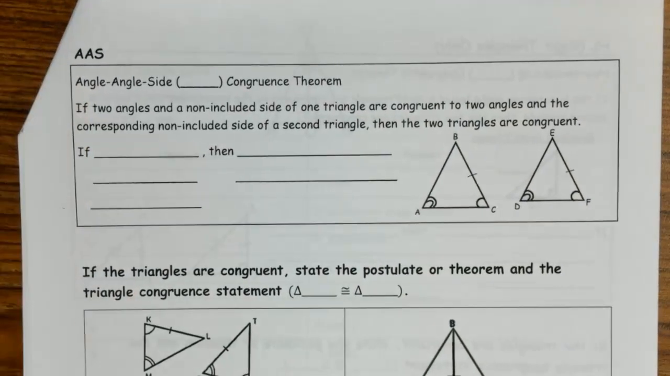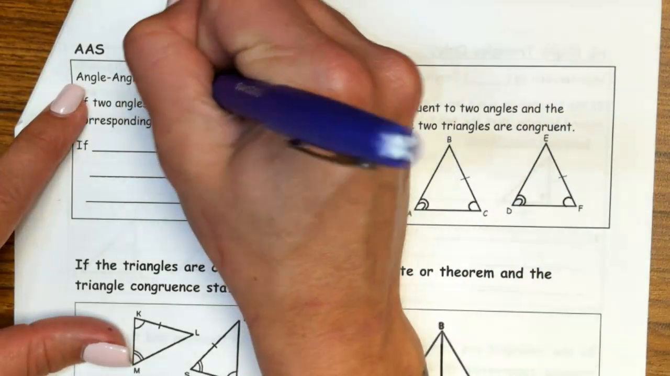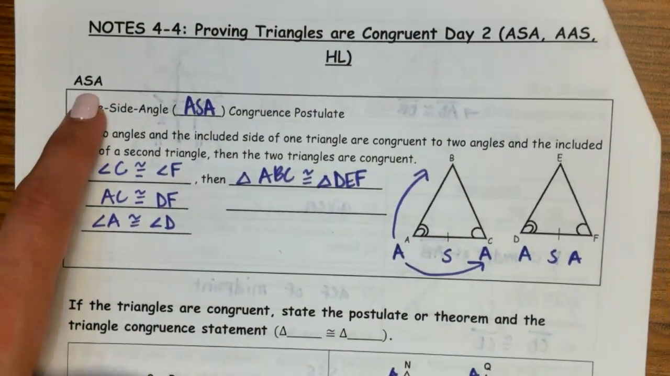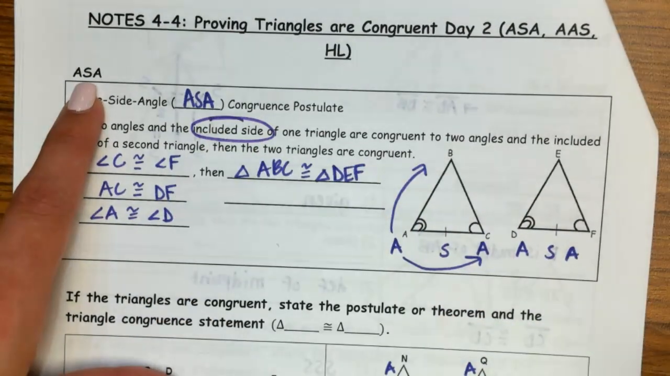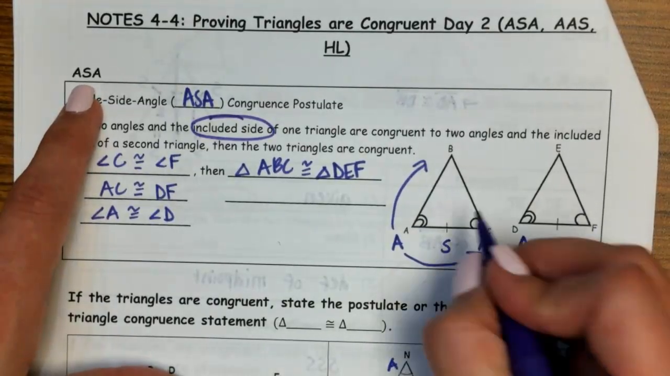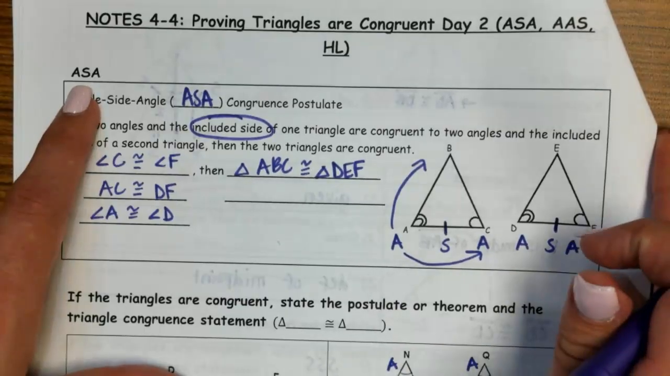So the next one, AAS, angle, angle, side. So real quick, back to ASA, we have to make sure, right, that side is directly in between the two angles. This is the included side. Remember we talked about that. Included means directly in between. So this side that I've marked is right in between those two angles.